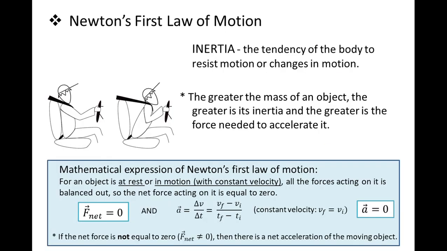Now, Newton's first law of motion is also known as the law of inertia. By definition, inertia is the tendency of an object or body to resist motion or changes in motion. It is important to remember that the greater the mass of an object, the greater is its inertia, hence the greater the force needed to accelerate it.